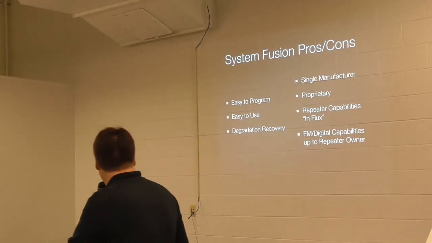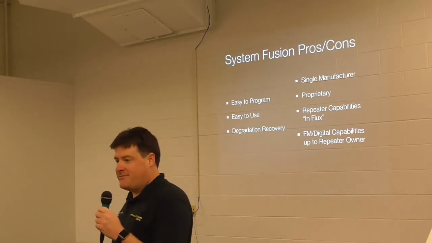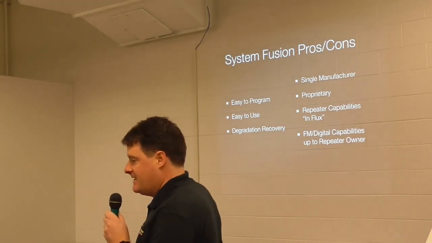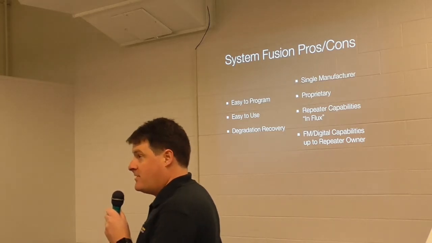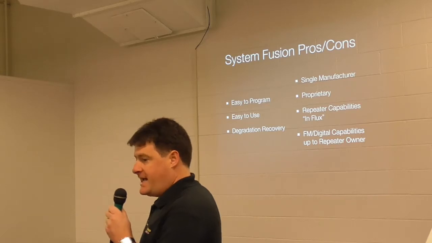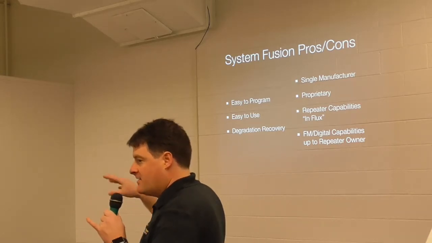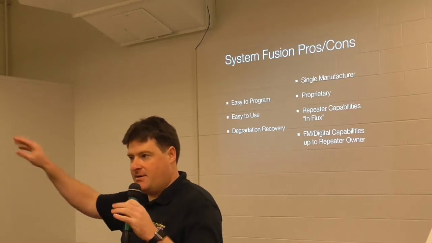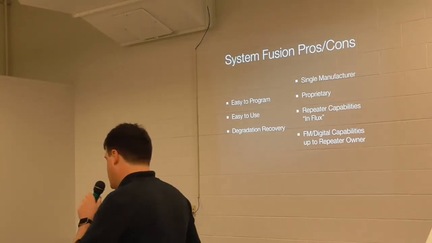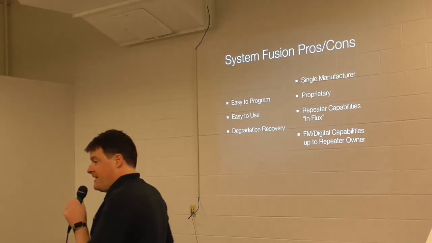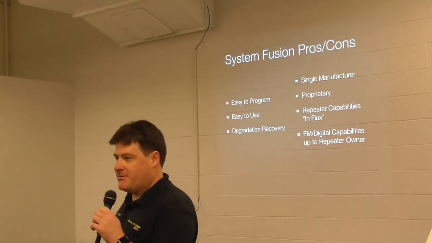Again, this is proprietary. The repeater capabilities are in flux right now. Most repeater owners have it set in digital auto mode, so if you're coming in FM or digital, it'll just work. The WIRES-X stuff now, where you can link it up to the internet, it's $125 to buy that box. You can link it up, you can connect worldwide, so it's growing real quick. And again, the FM and digital capabilities are up to the repeater owner.